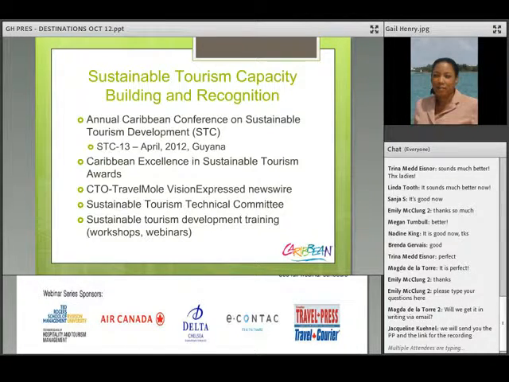We also have, as one of the committees of CTO, a Sustainable Tourism Technical Committee, which is charged with advancing sustainable tourism on behalf of our members. This committee meets from time to time, and we discuss some of the challenges to sustainable tourism and how best CTO can assist our members in addressing those challenges through our work programs. We have also been building capacity through training of our members, through webinars such as this one, as well as through workshops, done at the request of our members and also within the body of our conferences.